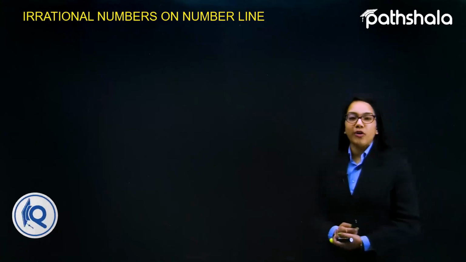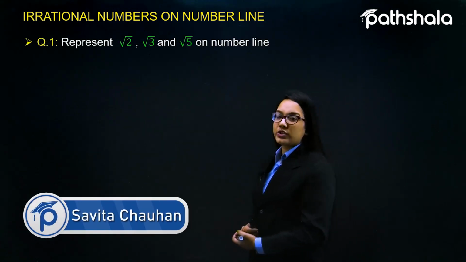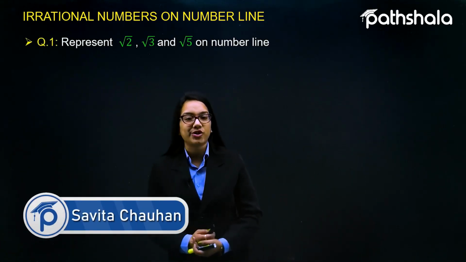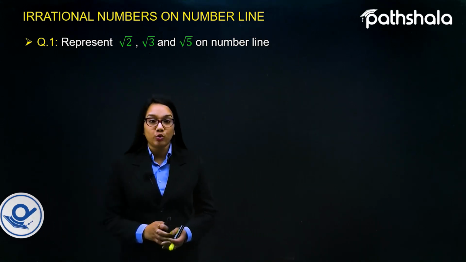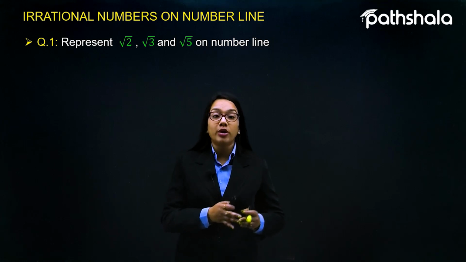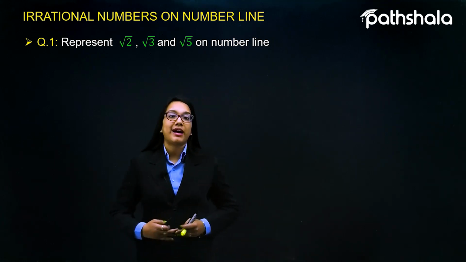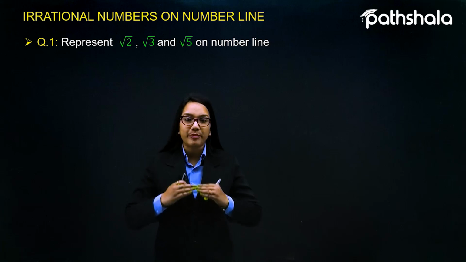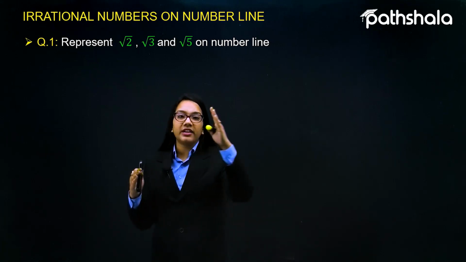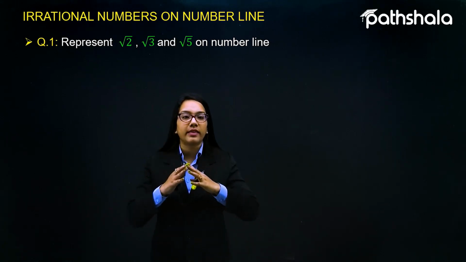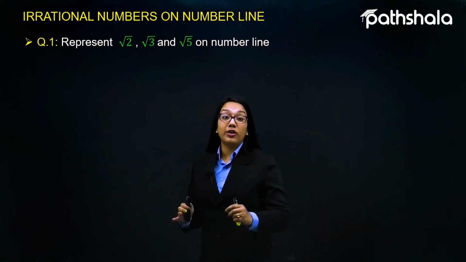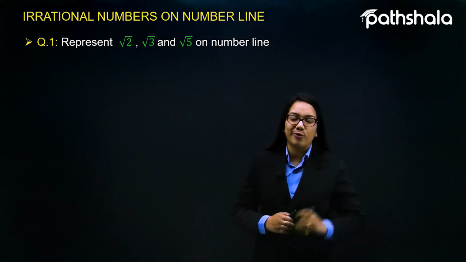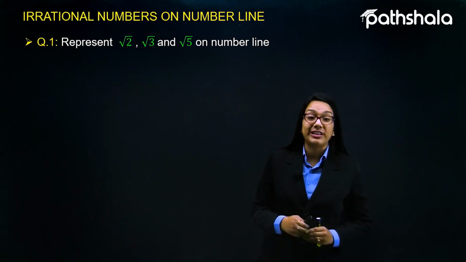Now let's move on further and see a question related to the representation of irrational numbers on the number line. Question number 1 says: represent root 2, root 3, root 5 on the number line. It means that we have to represent these 3 irrational numbers all together in a single number line.